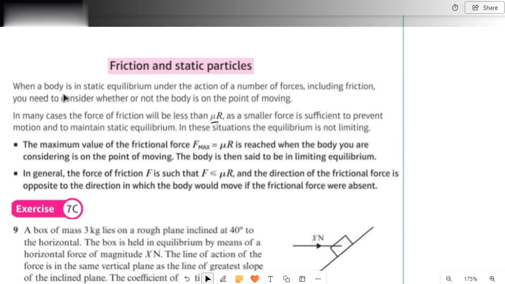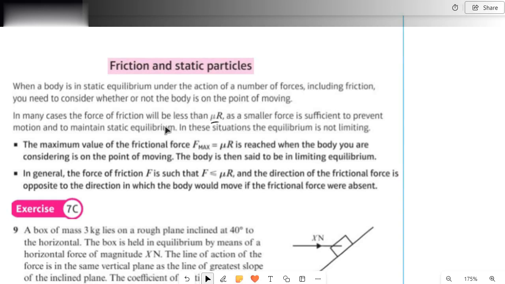So now let's move on to friction and static particles. When a body is in static equilibrium under the action of a number of forces including friction, you need to consider whether or not the body is on the point of moving. In many cases, the force of friction will be less than mu R, as a smaller force is sufficient to prevent motion and to maintain static equilibrium. In this situation, the equilibrium is not limiting.